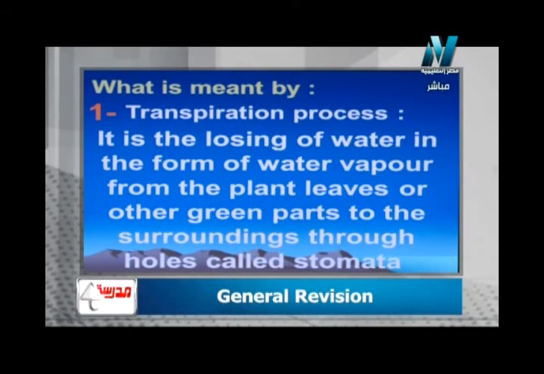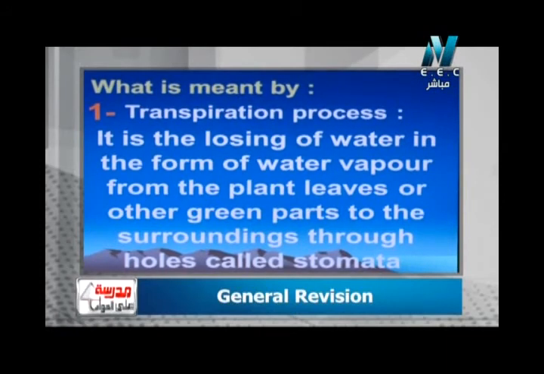Transpiration is the losing of water in the form of water vapor from the plant leaves or from other green parts to the surroundings through holes called stomata. It is quite a long answer, but we can abbreviate it. What's meant by transpiration process? We can say that it's the losing of water in the form of water vapor from the plant leaves, full stop. Again, it's losing of water in the form of water vapor from the plant leaves.